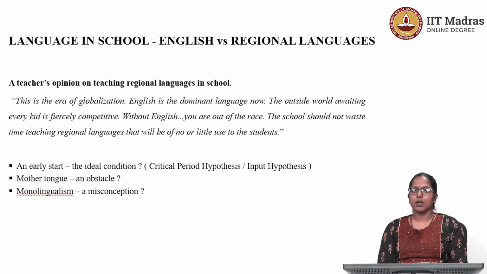So if adults stay away from such negative inhibitors such as fear of committing errors and shame, then adults could learn like anybody else.